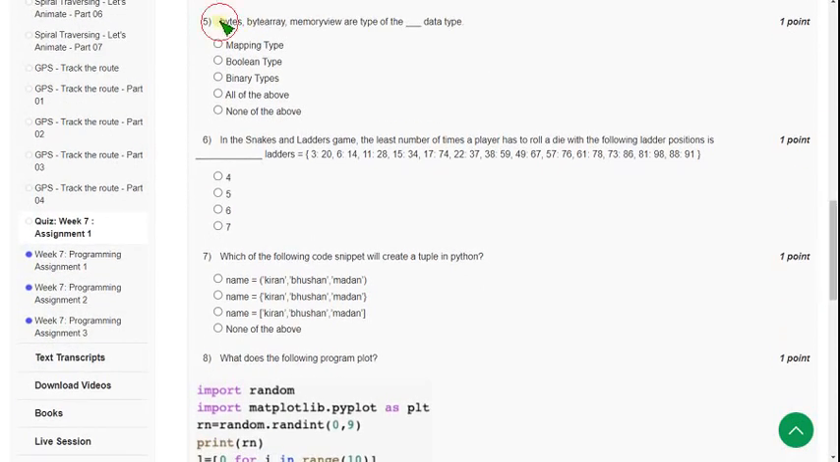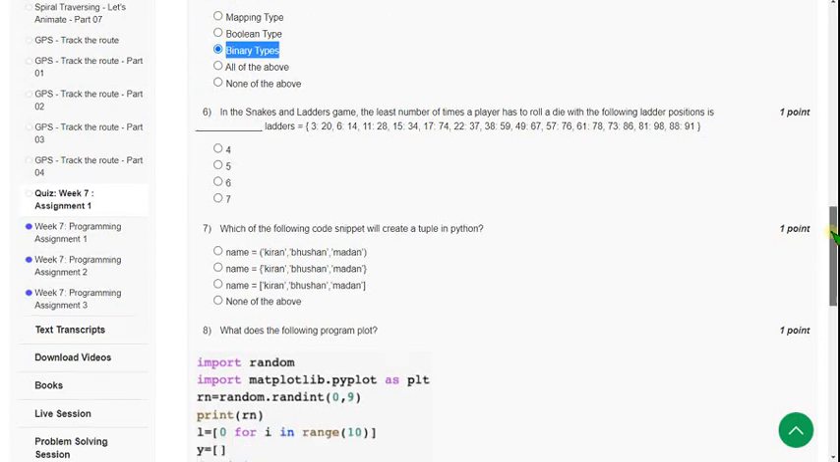Moving on to the fifth question, bytes, byte array, memory view are type of dash data type. So for fifth question, the answer is third option, binary types. Bytes, byte array, memory view are type of binary data type.